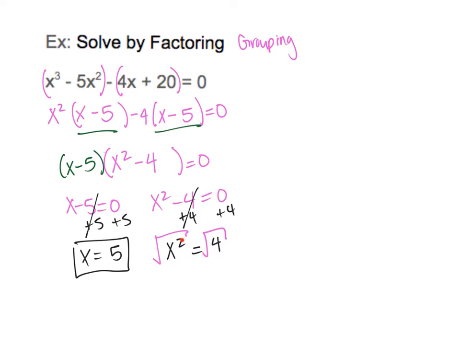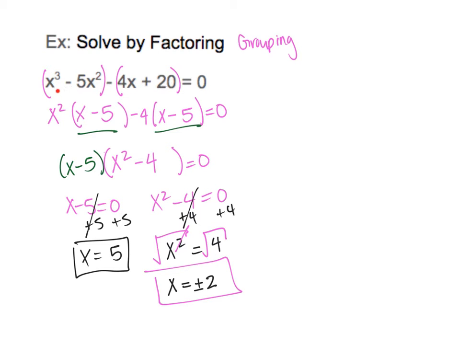The 2 and the root will cancel, giving you just an x. The square root of 4 is just 2. But we need a plus and minus because you took a square root, so you have a +2 and a -2.